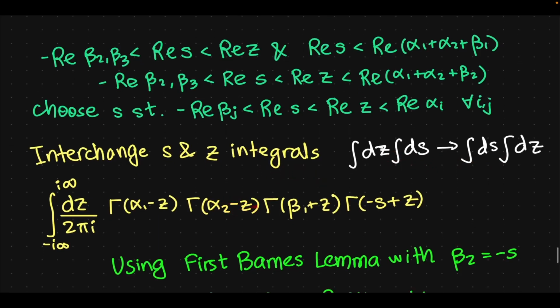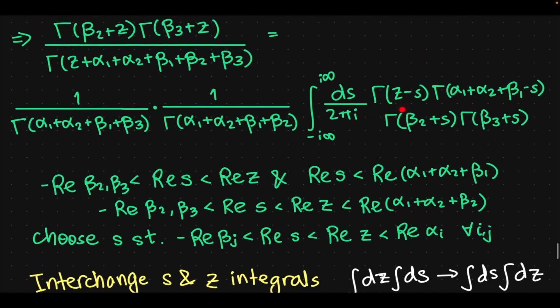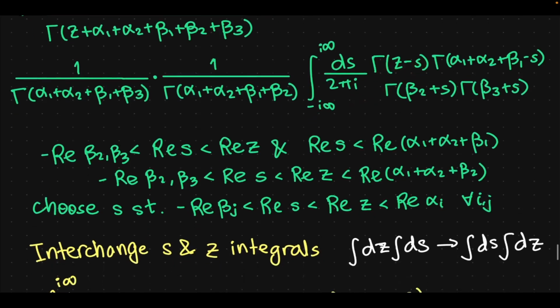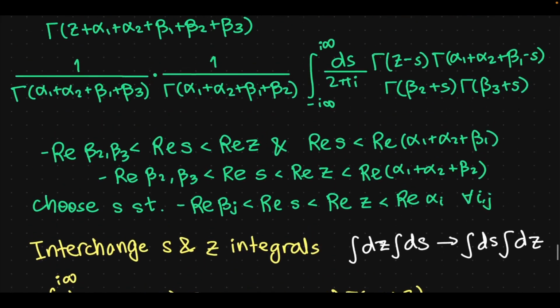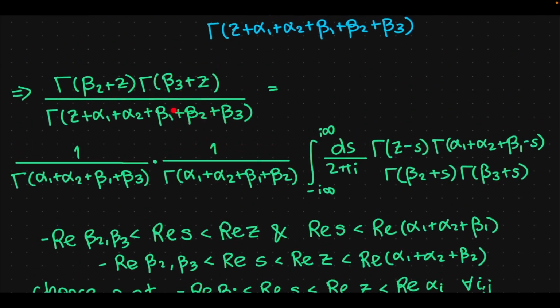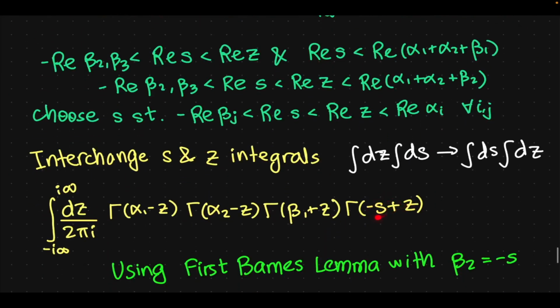So let's just group all the terms with the Z. The terms that recently got introduced, there was only one term with the Z. It was gamma of Z minus S, this term. So we take that and add those terms from before, which are going to be gamma of alpha 1 minus Z, gamma of alpha 2 minus Z, and gamma of beta 1 plus Z. And the other terms generated from using Barnes' first lemma on the last two, beta 2 plus Z, beta 3 plus Z, is basically just gamma of Z minus S.